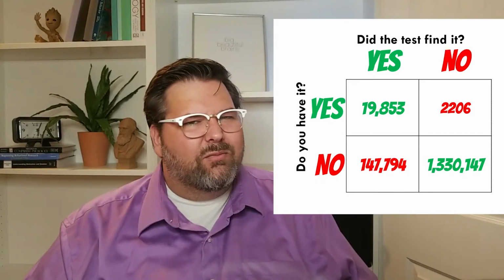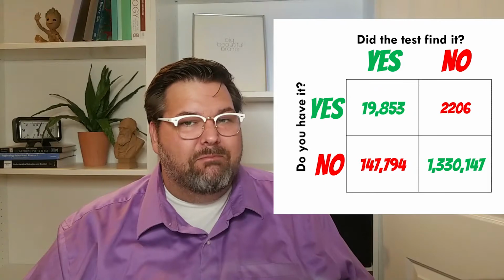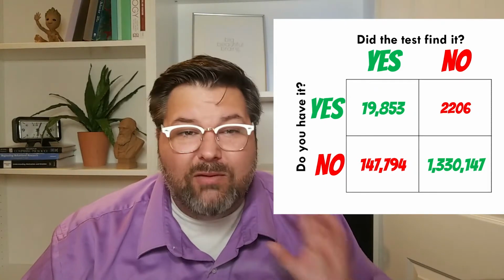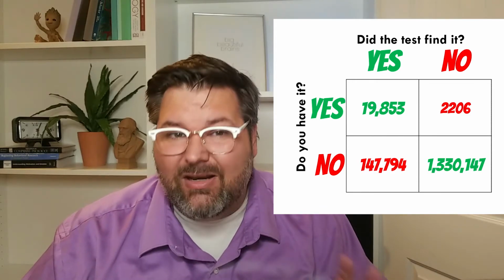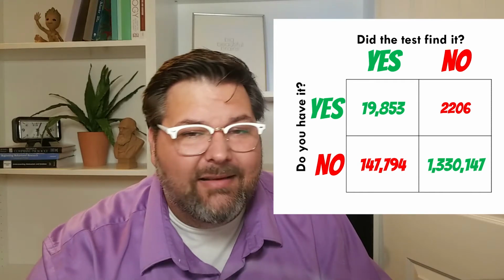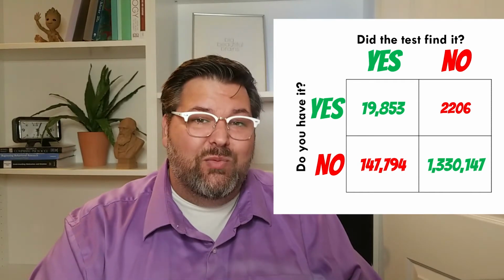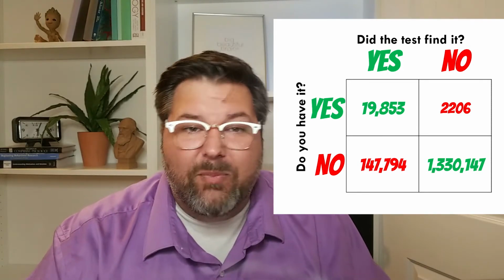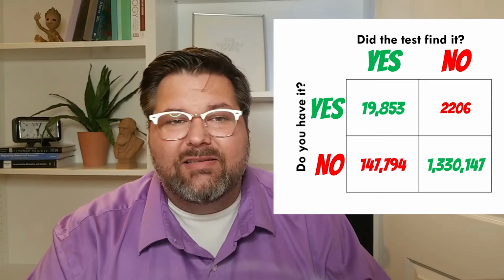But what about the remaining 1.48 million who are not autistic? If we test them, we will get 147,794 positive tests. Notice that the false positives far outnumber the true positives. For every one person correctly identified as autistic, there will be about 7 who would be classified as autistic who aren't. If you have a positive test, it's still far more likely that you're not autistic or don't have cancer or whatever is being diagnosed.